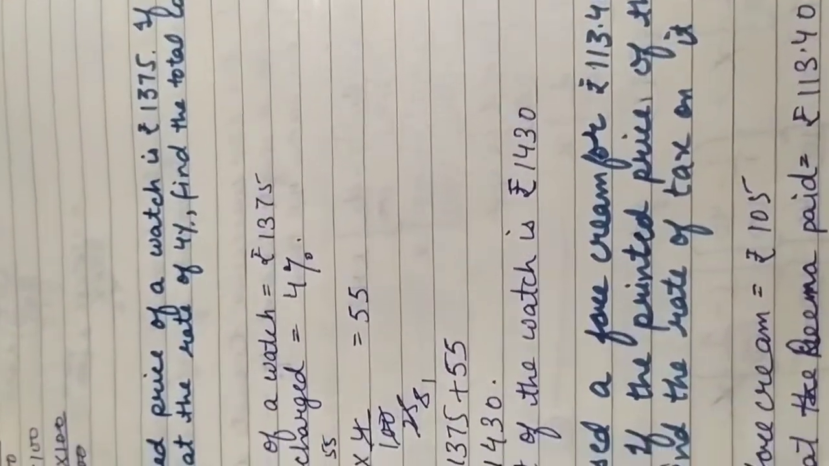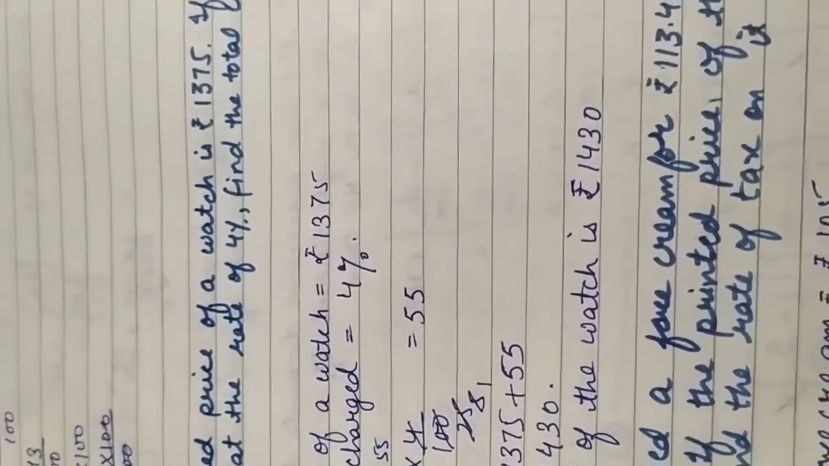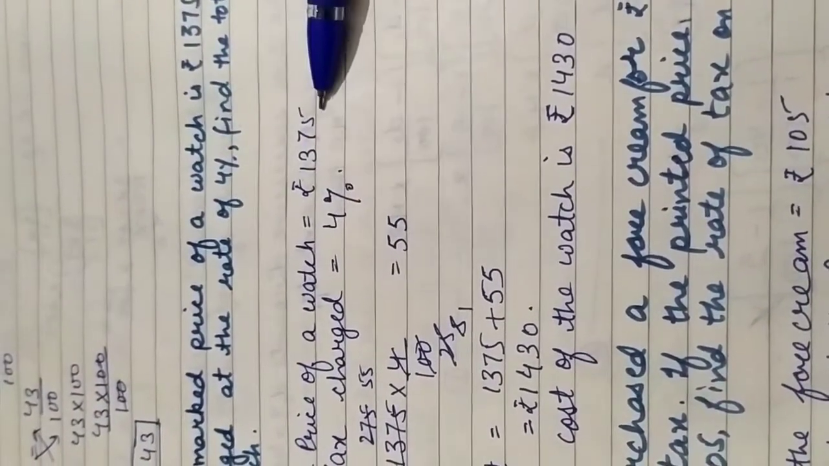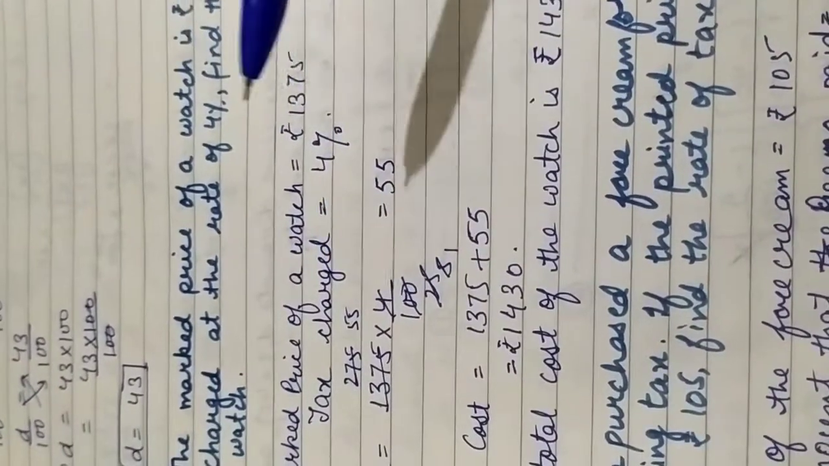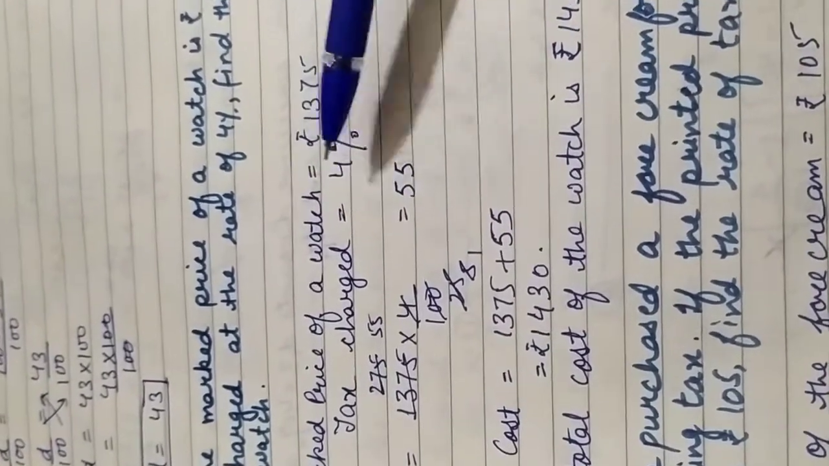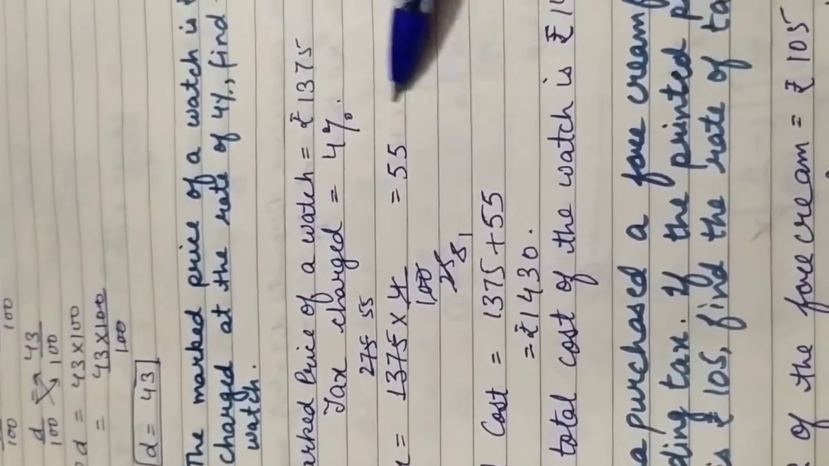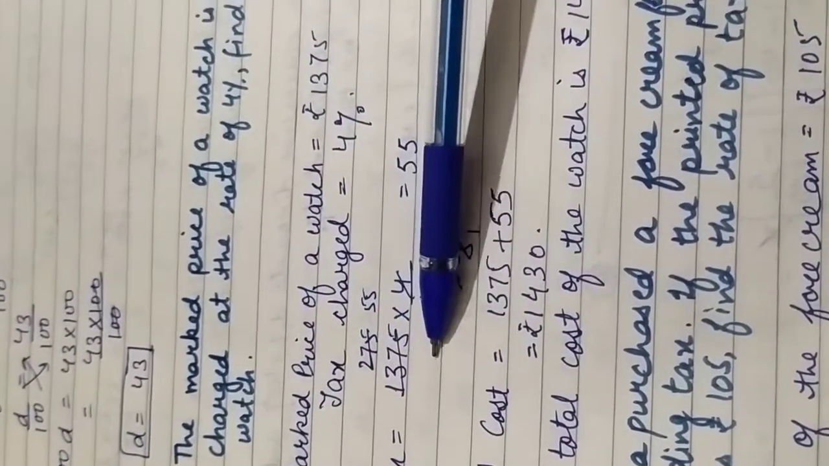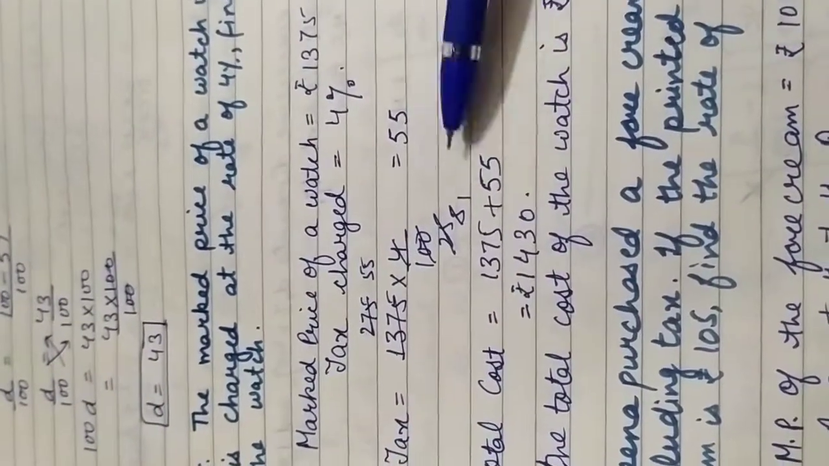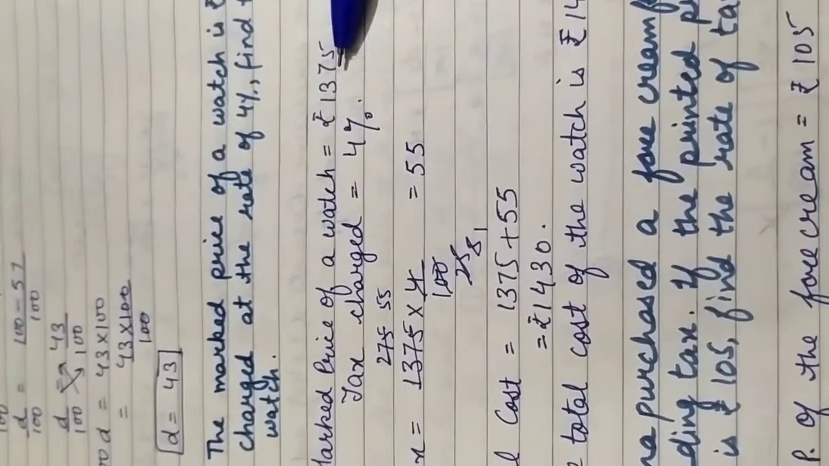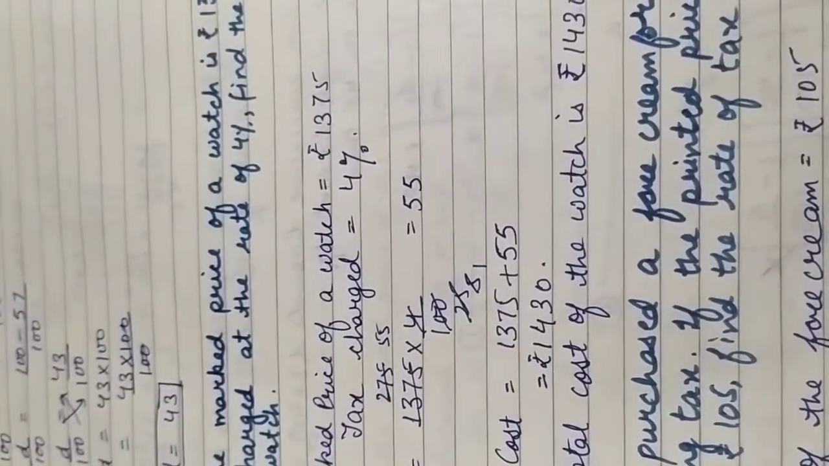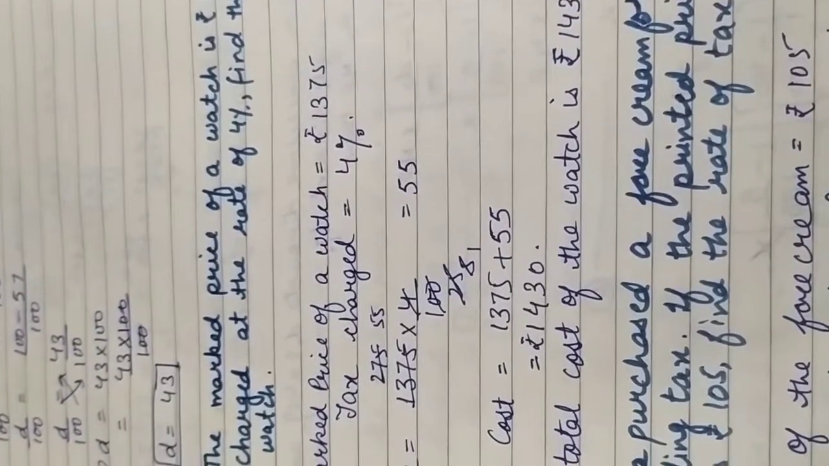Then we have to find the total cost, meaning what is the total cost of the watch after giving tax. So marked price we have rupees 1375 and the tax charge is 4%. So we have to find out first of all tax, meaning this is the rate of tax in percent, then we have to find the amount. So we will find 4% of 1375, so we have 55 rupees. So 55 rupees is the tax and this is the marked price, so if we add it to this, we will get the total cost which is to be paid by the customer to the shopkeeper.